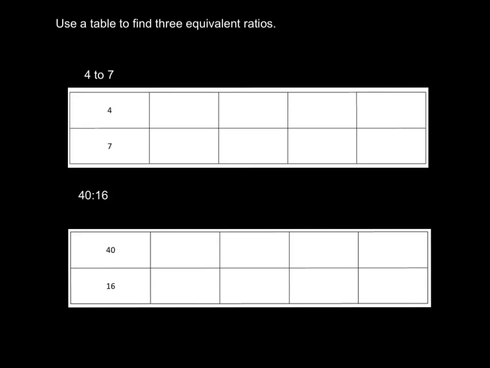Okay. So now we're going to do kind of the same thing. Our original ratio, I'm going to multiply it by 2, multiply by 3, multiply by 4, multiply by 5. So 4 times 2 is 8, 7 times 2 is 14, 4 times 3 is 12, 7 times 3 is 21, 4 times 4 is 16, 7 times 4 is 28, 4 times 5 is 20, and 7 times 5 is 35. That is how we would fill in our table here.